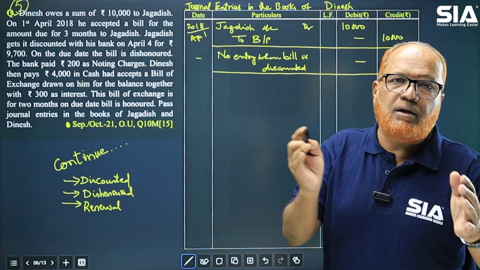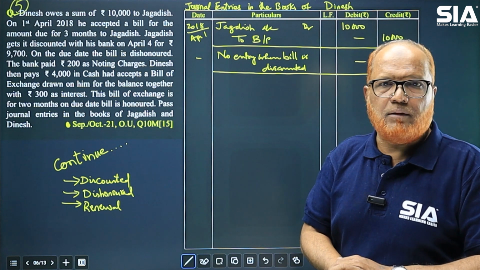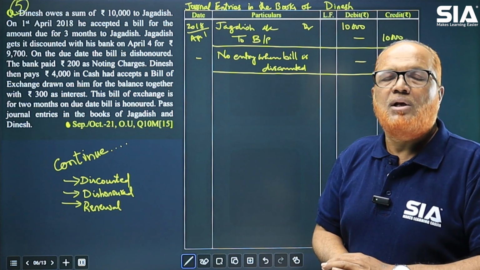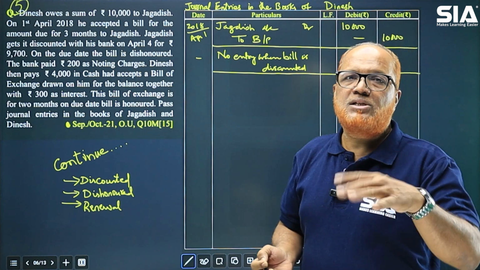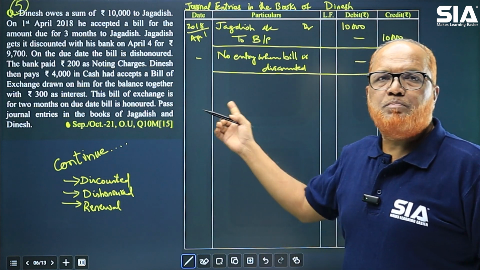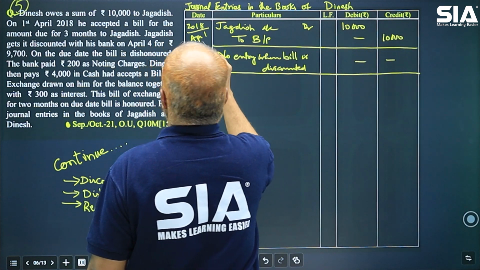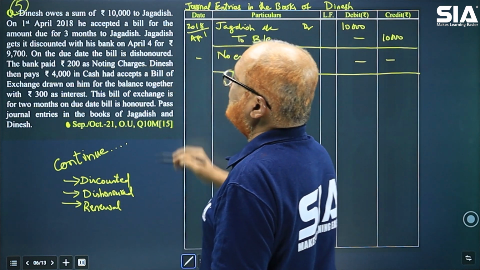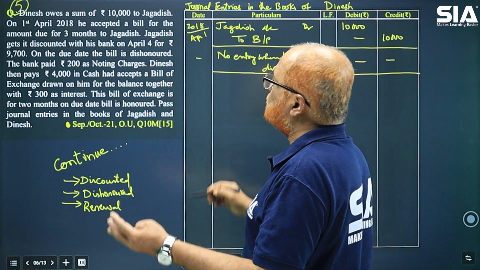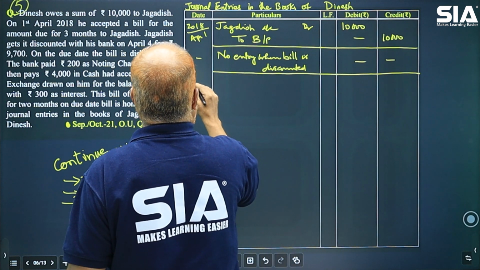So ultimately, the burden should be on the head of the drawee. So noting charges is a loss. So whenever a bill is dishonored, bills payable should be debited. So here, what is the date? April 1st, right? 3 months. April, May, June, July. July 4th is the due date.